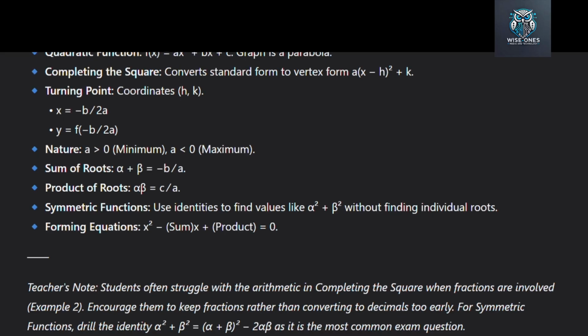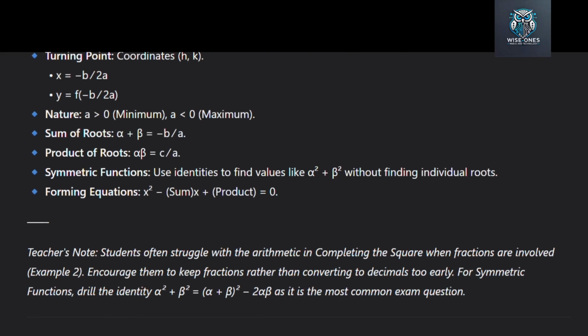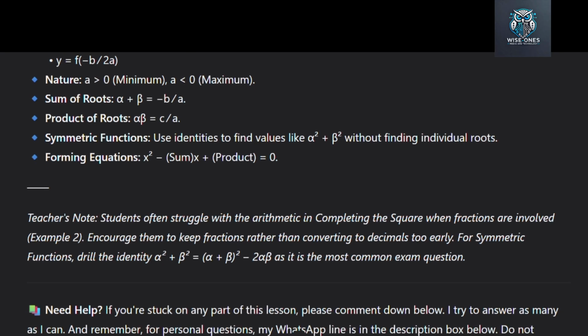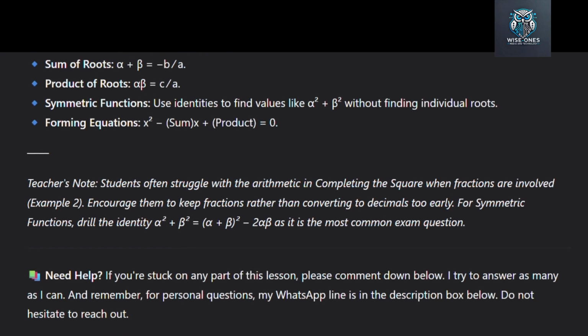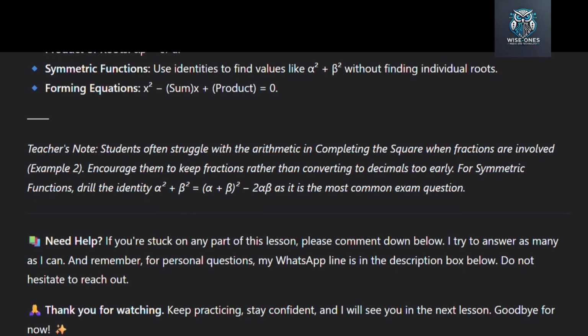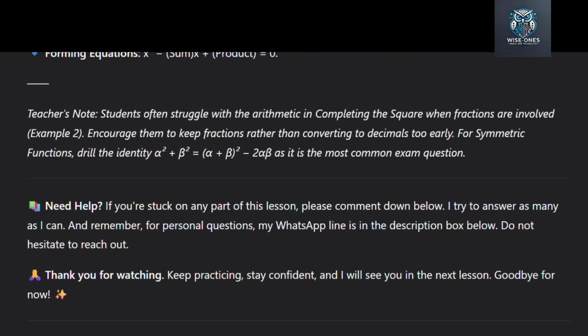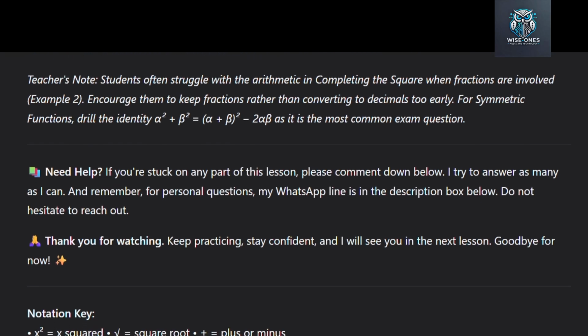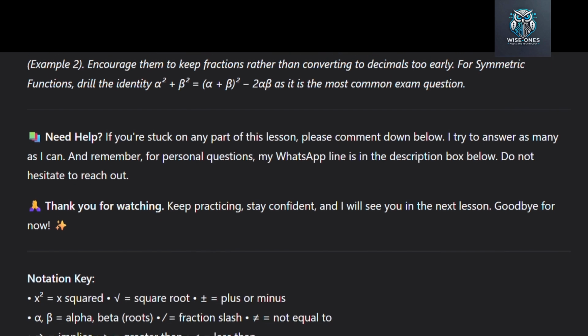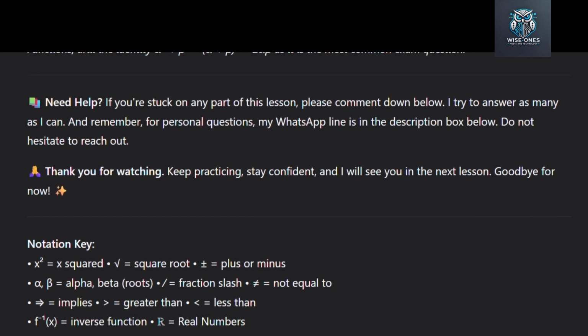I know this was a long lesson, but you have done amazingly well. Quadratic functions can be confusing because of the many steps, but you now have the tools to handle them. Remember, practice is the key. The more you practice completing the square and using the sum and product formulas, the faster you will become.